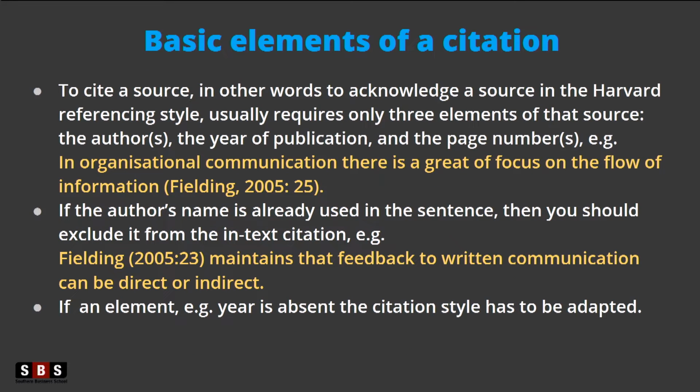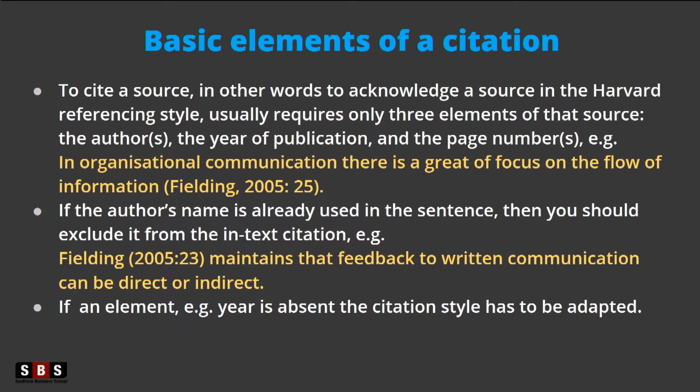Let us first look at citations, your in-text citation. There are three elements which are required when you make use of an in-text citation. The first one is the information regarding the author. That is followed by the year of publication and then the page numbers on which that information appears.